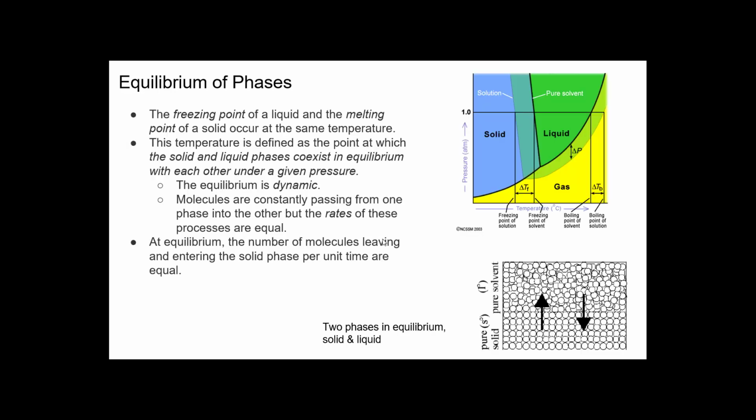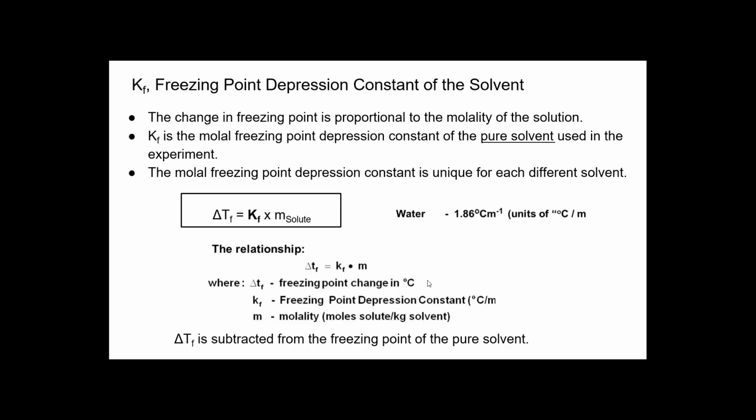Equilibrium. The freezing point of a liquid and the melting point of a solid occur at the same temperature, defined as the point at which the solid and liquid phases coexist in equilibrium. Equilibrium means that the number of molecules leaving and entering the solid phase per unit time are equal. So you see some are going into this phase and some are leaving, at the same rate. This is what we call equilibrium. I'm going to discuss this further; this is just an introduction so you understand somewhat of what's happening here. We'll come back to that.